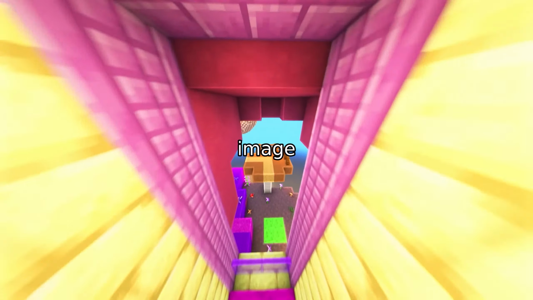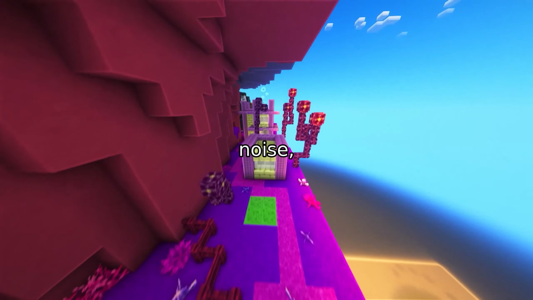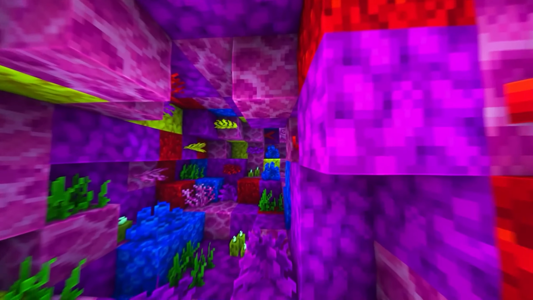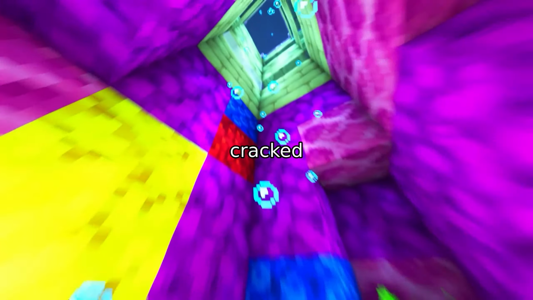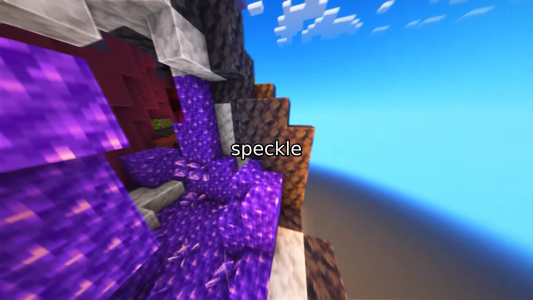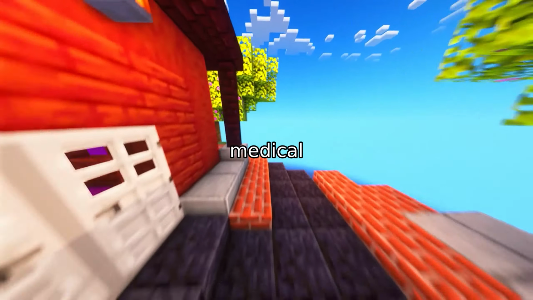Ever stared at an ultrasound image and thought, why does this look like a grainy photo from the 90s? That's speckle noise, those tiny, random patterns that obscure critical details in medical scans. But here's the breakthrough. Scientists have cracked a code to make these images crystal clear, and it's all thanks to a revolutionary technique called Speckle2Self. Let's dive into how it works, and why it's a game changer for medical imaging.